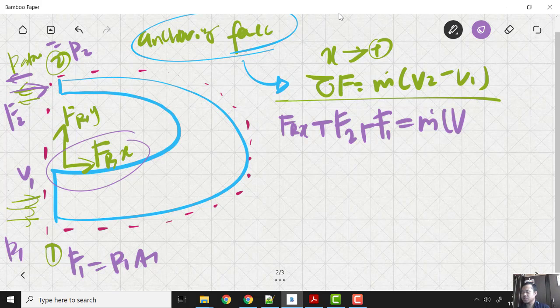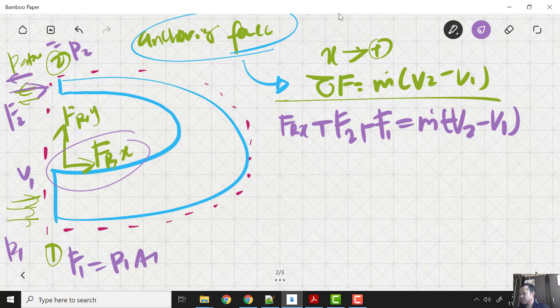Velocity 2 here is moving to the left. Since we're considering moving right as positive, it becomes minus V2 minus V1. So we get the equation here. This is the total force in the X direction.